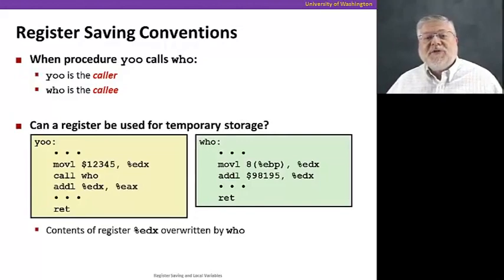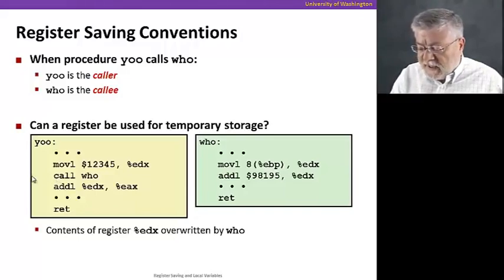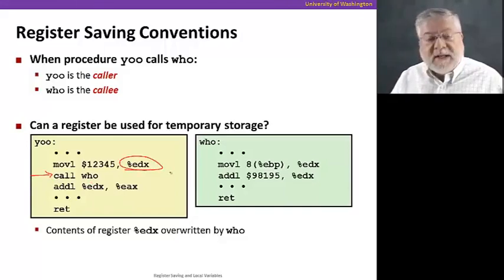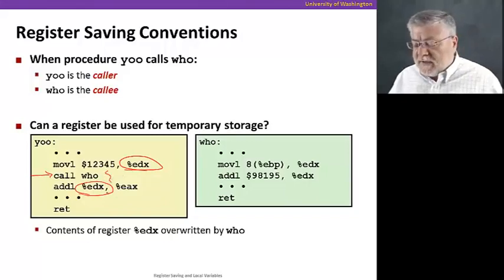Let's go back to that procedure U and procedure WHO that we've talked about before. Remember, U is the caller and WHO is the callee. Let's take a look at this code here. Here's the call to WHO, but just before that we put a value into EDX, and then we expect to be able to use it after the call to WHO. So in the function U, we would hope that the value of EDX would not be disrupted by what might happen in the call to WHO, so that the same value is still there when we return.